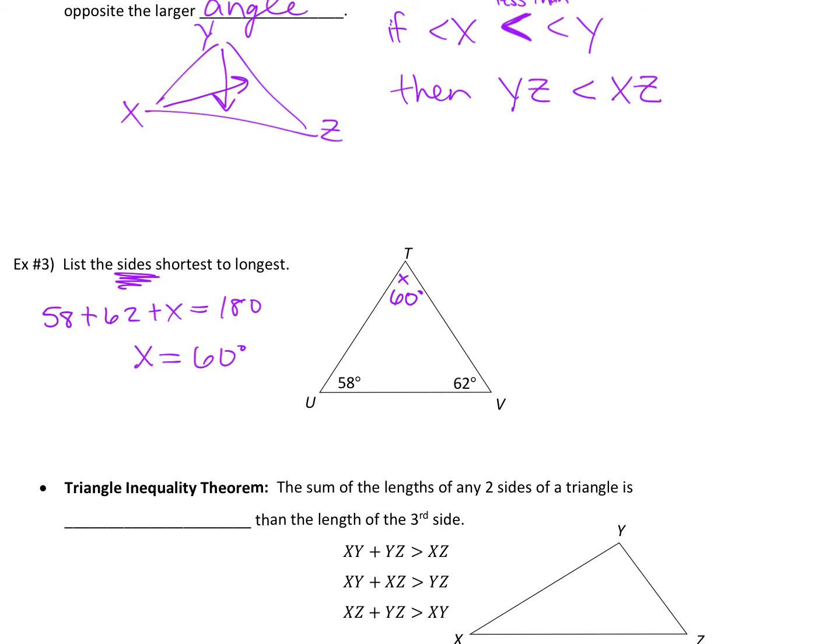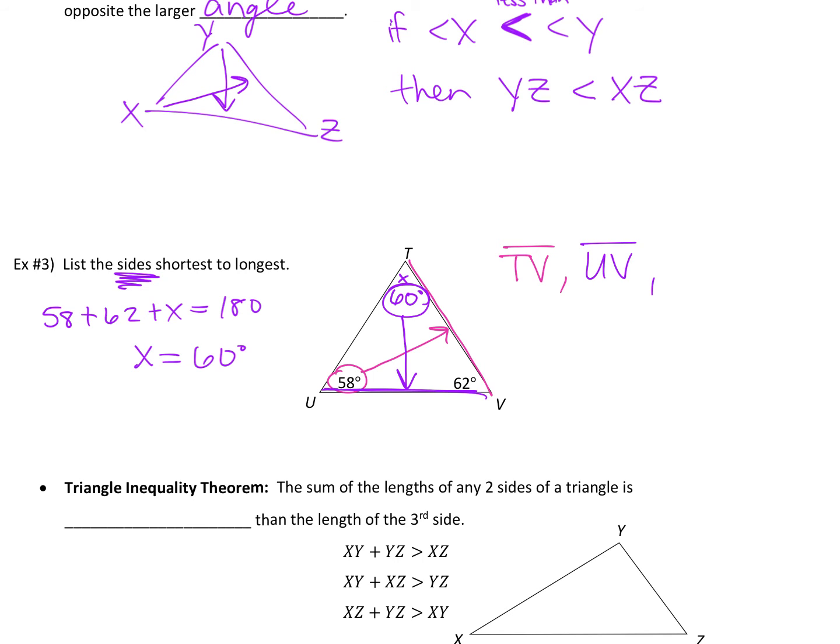Okay, so first thing, find all angles. Now list your sides. So what is your shortest segment right now? TV, across from the 58. The smallest angle is across from TV. So TV is the shortest side. What's the next shortest side? UV. The next smallest angle is the 60, and across from that 60 is the UV.